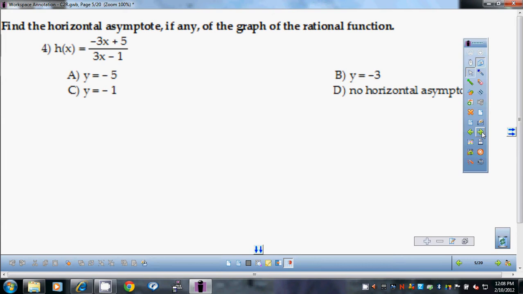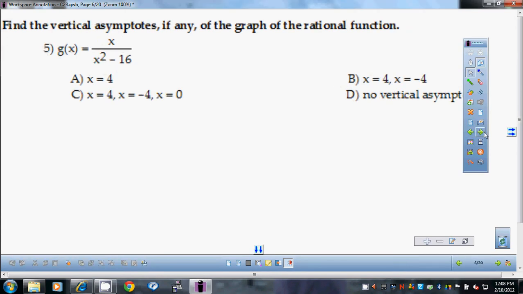Unbridled enthusiasm. Okay, questions on that one before I move on? Vertical asymptotes. What are we looking for when it comes to vertical asymptotes? Tyler Bursey, what are we looking for when it comes to vertical asymptotes?